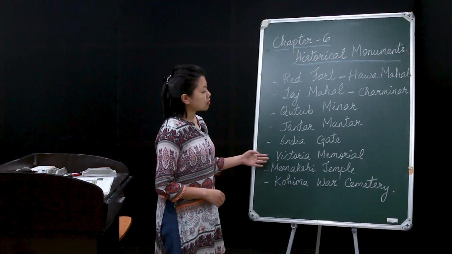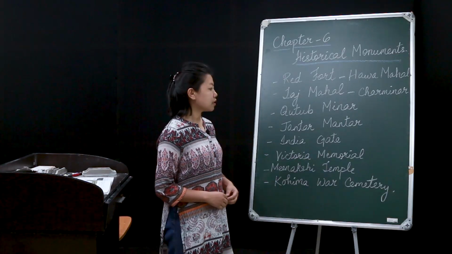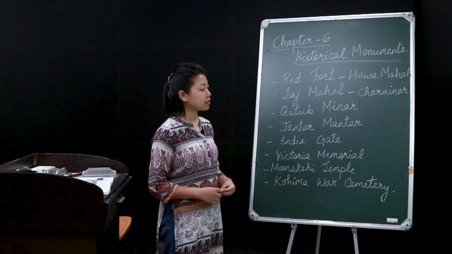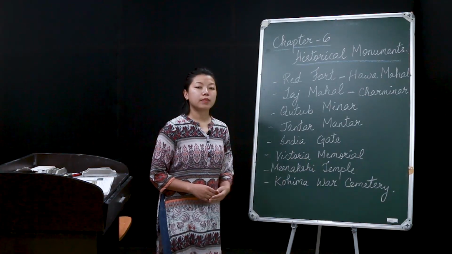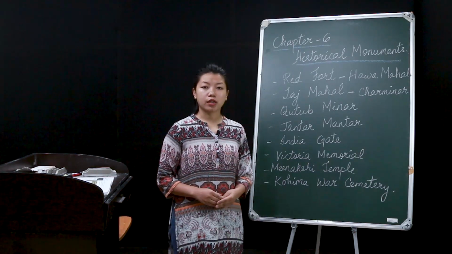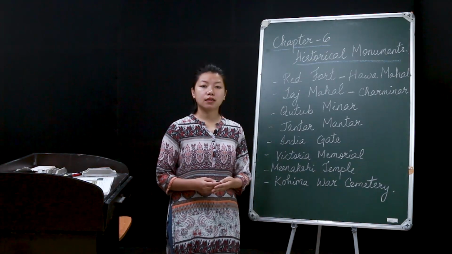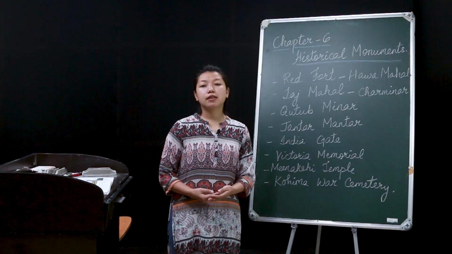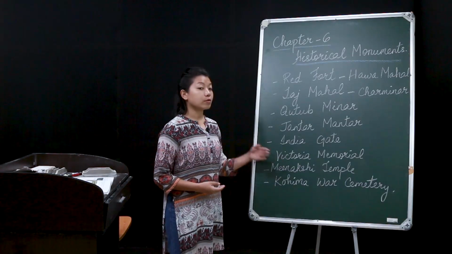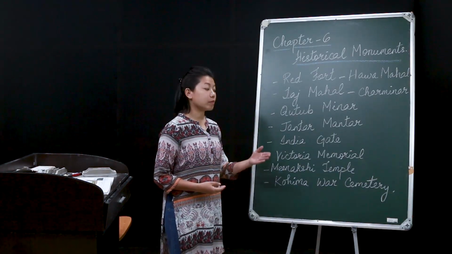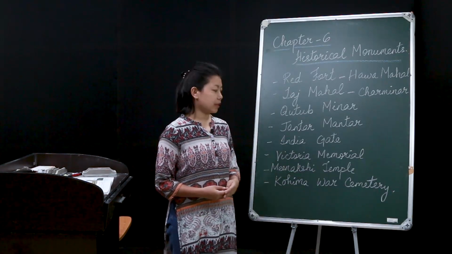Then next one is the Victoria Memorial. This Victoria Memorial is in Kolkata, okay. Kolkata is the capital of West Bengal, right. Now this building was built by the British, okay, when they were staying in India. The British had a king and a queen. Her name was Queen Victoria, and in order to remember her, this Victoria Memorial was built, all right.